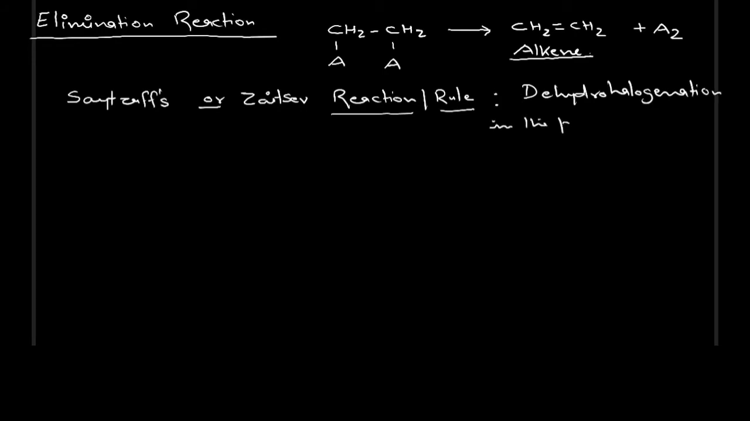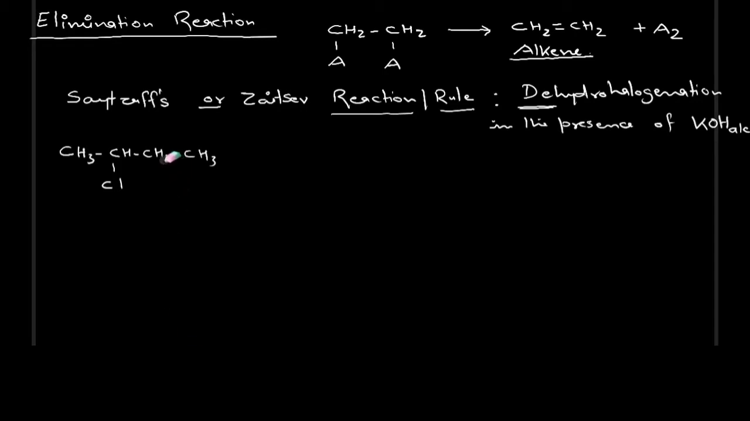Dehydrohalogenation in the presence of alcoholic potassium hydroxide. What is dehydrohalogenation? De, hydro means hydrogen, halo means halogen. So hydrogen and halogen will be detached. Say we are taking one example, CH3, CH, CH2, CH3 and Cl. We can say 2-chlorobutane. So this is the name of the compound.